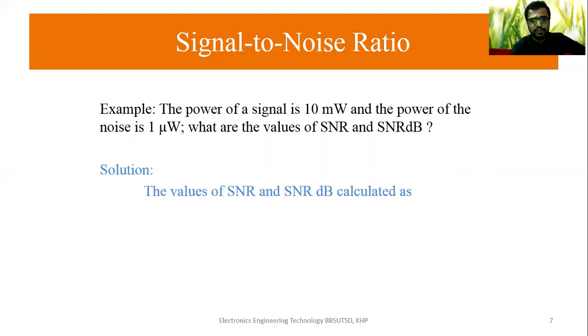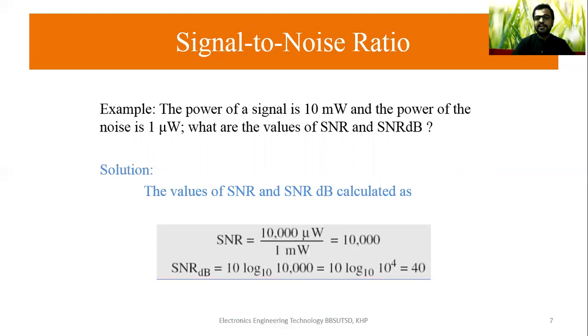Let's start with the solution. Let's convert the 10 milliwatts into microwatts, so it will be equal to 10,000 microwatts. And the noise is 1 microwatt; sorry, by mistake I said milli, it's micro. So the microwatts cancel with each other. What remains is 10,000, because a ratio has no unit.